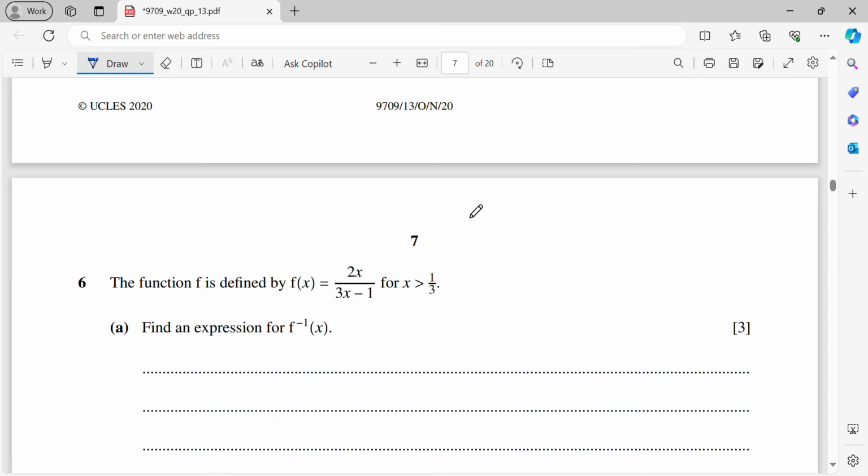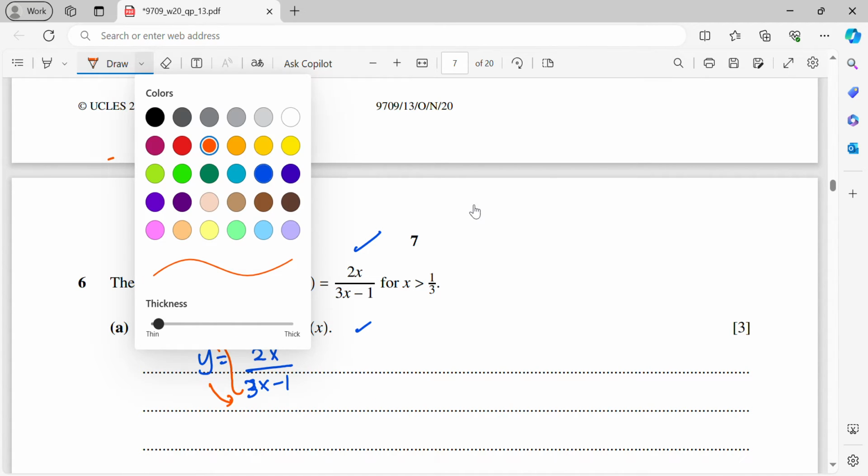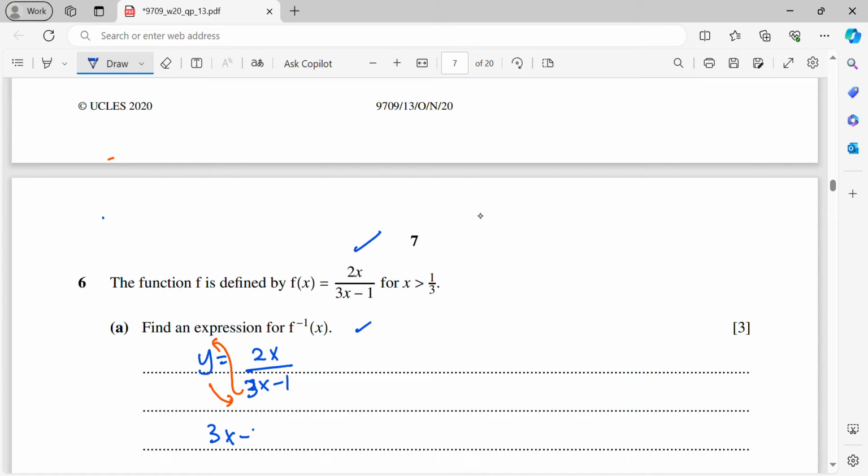Now for question number 6, the function f is defined by f(x) equals to 2x over 3x minus 1, where x is greater than 1 over 3. Find an expression for f inverse. So whenever you need to find f inverse, let f(x) be y. So now y equals to 2x over 3x minus 1. And now you need to get the x as a subject. So to get the x as a subject, move this 3x minus 1 up and move down the y. So that means I will be getting 3x minus 1 equals to 2x over y.